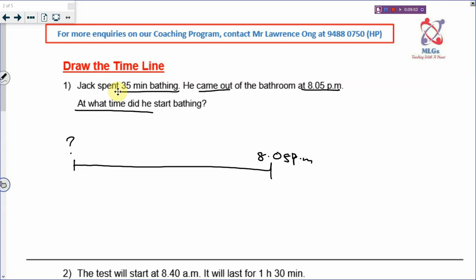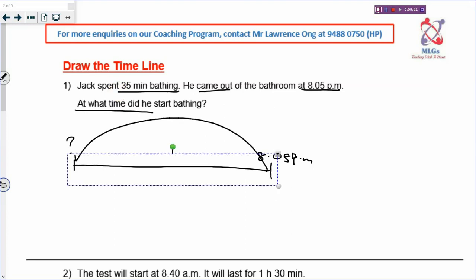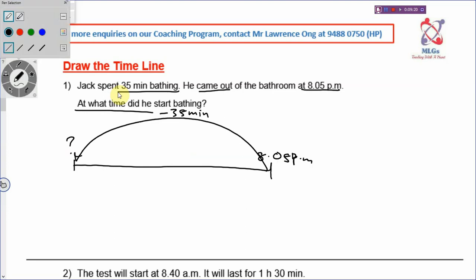So what you do is you need to jump back 35 minutes. How do you jump back? Jump back means to minus. It's going to be quite hard for a primary 3 student to try to work backwards 35 minutes.